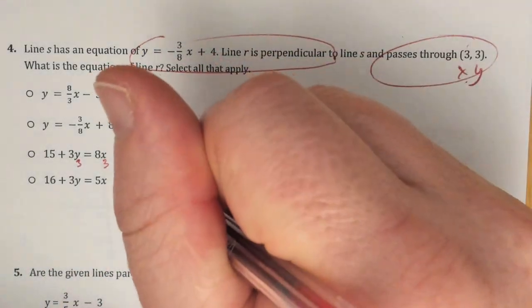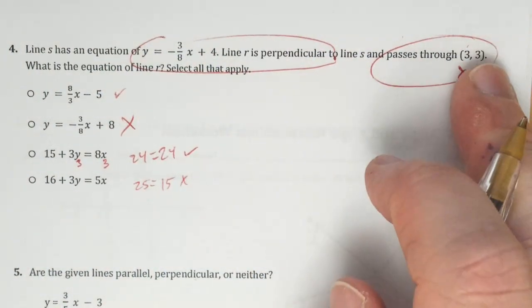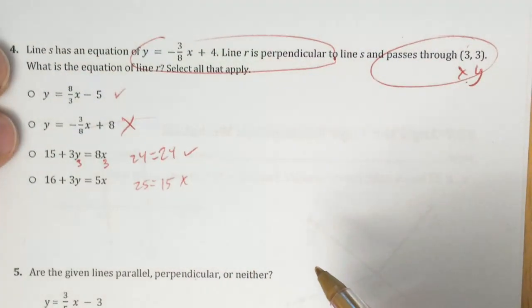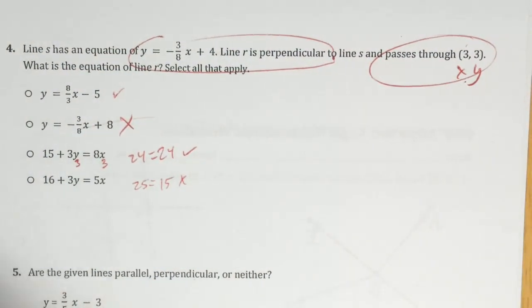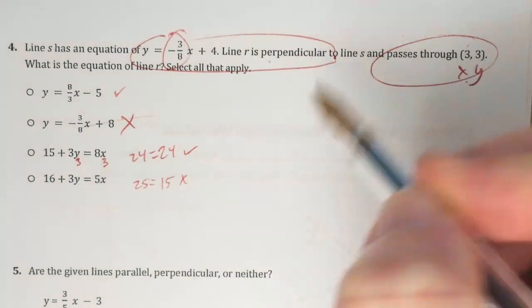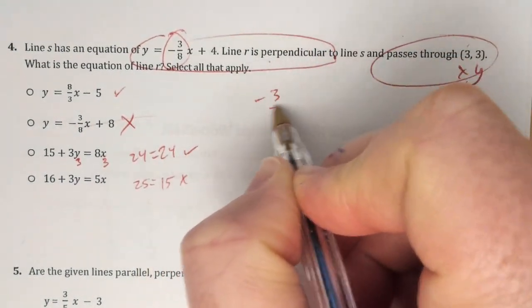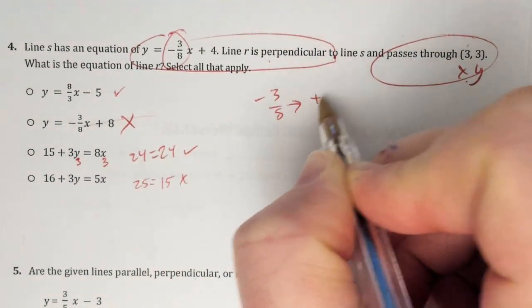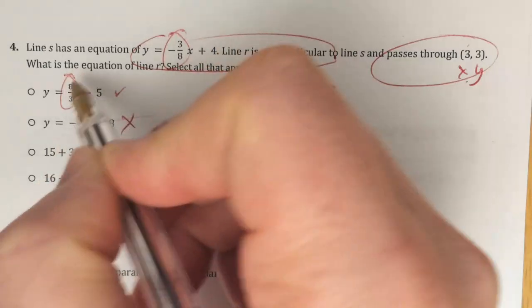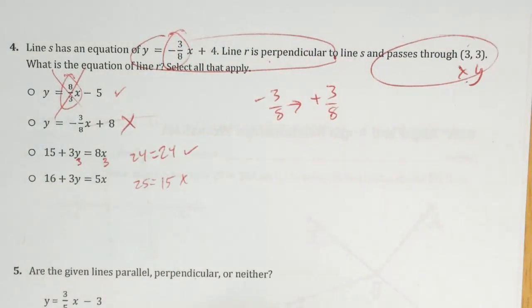Nope, that's totally gone. So just using this point, I know for a fact that this is gone and this is gone, and so these two are the possibilities. At the very least, you've narrowed it down to 50-50, 2 choices, right? On top of that, they said perpendicular. So I have negative 3 over 8, so the perpendicular slope would be positive 3 over 8. Is that what we have here? No, so there's no way that works because of that, right?